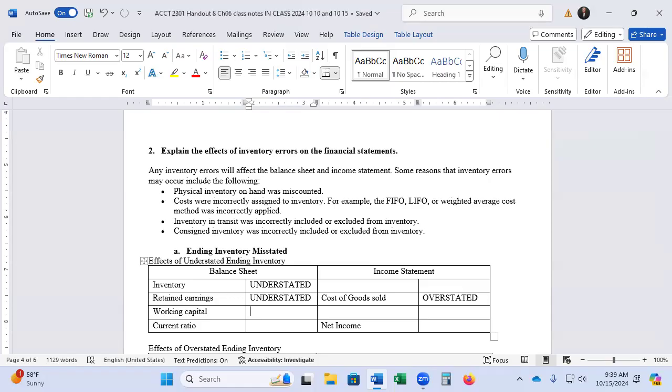Working capital is your current assets. And so since your inventory is understated, that is understated. Your current ratio is also understated. And your net income is understated.